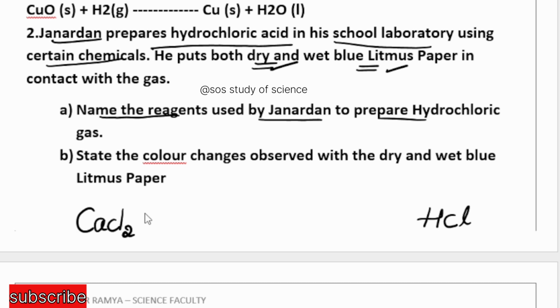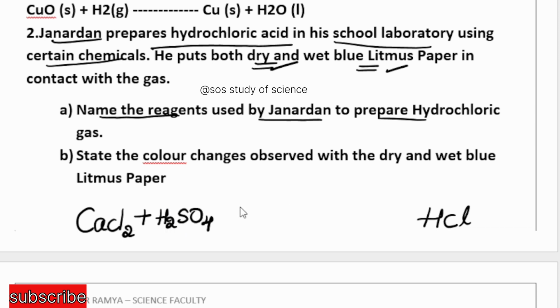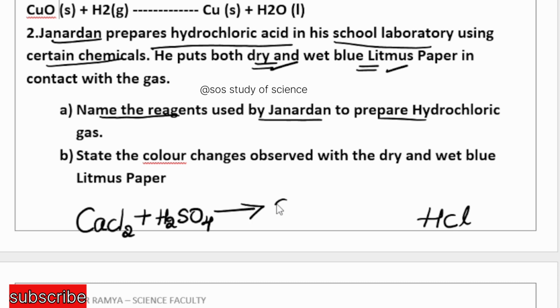When I take calcium chloride and add sulfuric acid, what is the formula of sulfuric acid? H2SO4. So I am adding sulfuric acid to calcium chloride. What do I get? I get calcium sulfate, and also I am getting hydrochloric acid. That is, this will be in the form of gas. So that is the first question's answer.